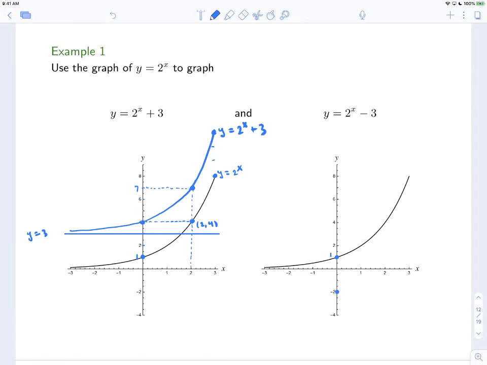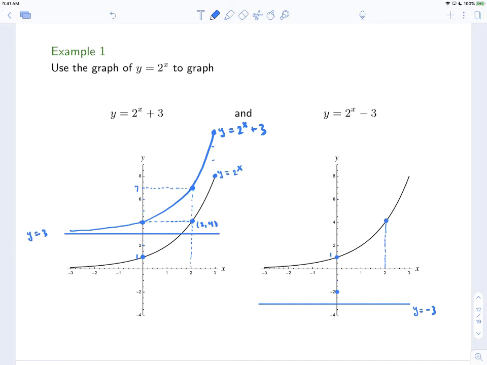We're also going to take the horizontal asymptote. So the horizontal asymptote is y equals 0, and we're going to shift it down 3 units. So that'll be down right there. So this is y equals negative 3. So that's our horizontal asymptote. And now we can just take these other points like we did before.